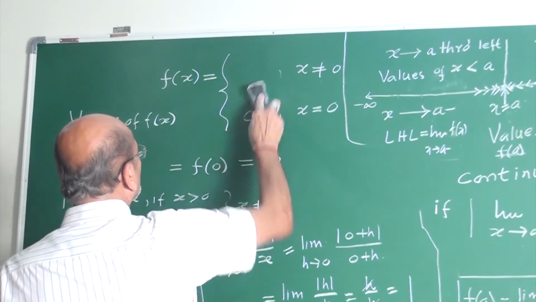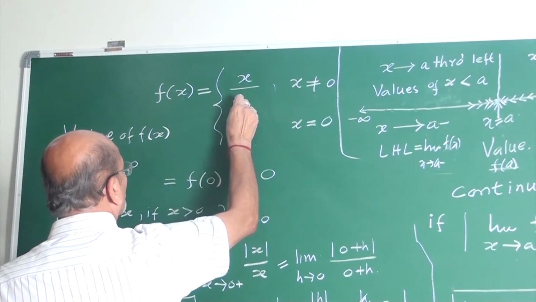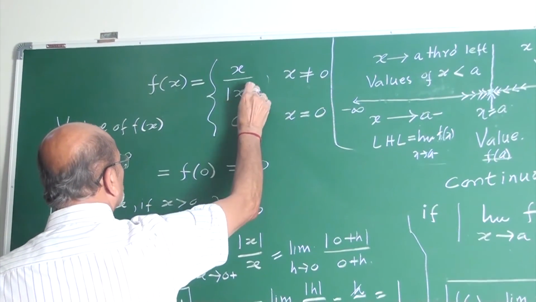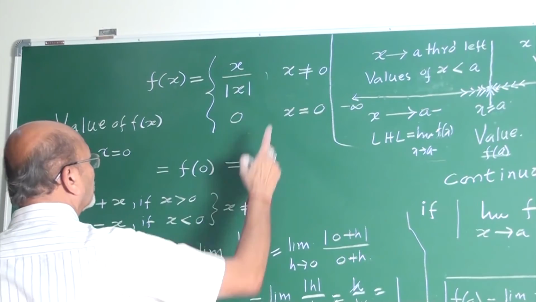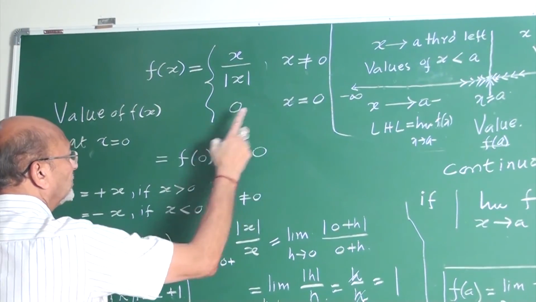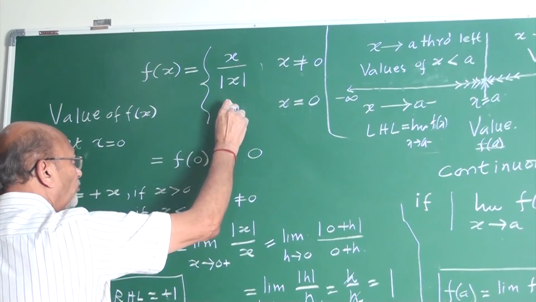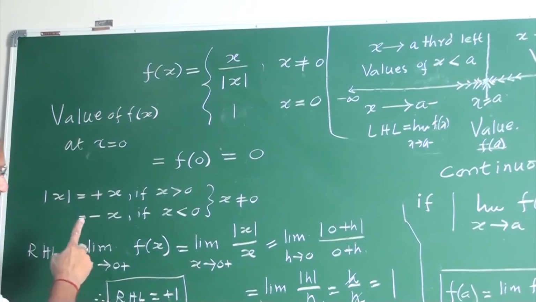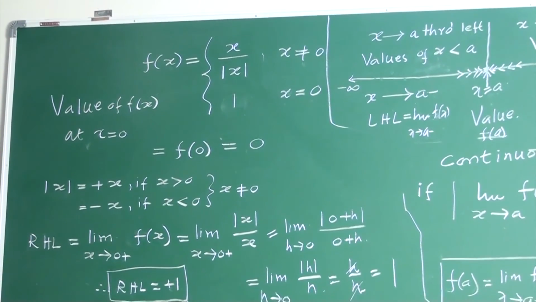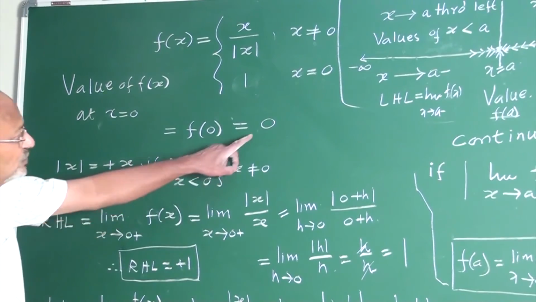Yes, my friend. Discuss the continuity of f(x) equal to x upon mod x when x is not equal to 0, and 0 when x equals 0. Instead of 0, sometimes they may give 1 here. If they give 1 here, at that time you must go for what? All the 3: LHL, RHL, and the value. In this case, the value is 1.